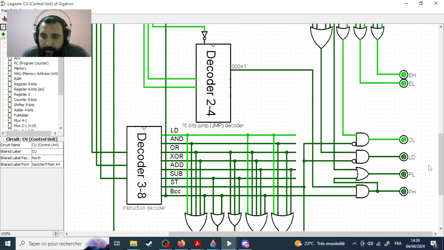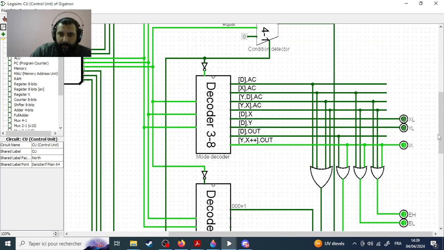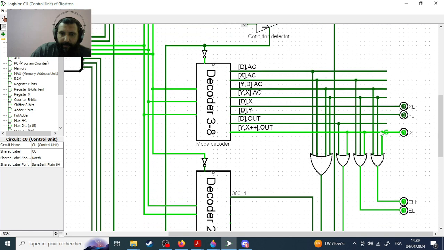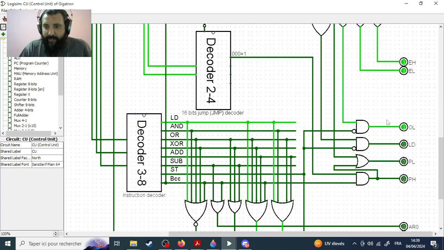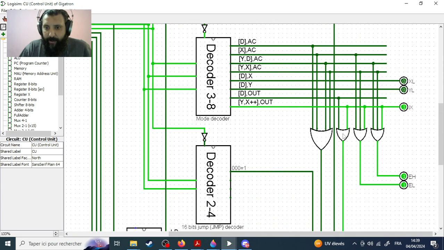For the right signal to write the new value. Yes, which register? Accumulator and the output. Yes, OL is for output and LD is for the accumulator. We'll start with the OL. When should we write on the OL? X plus plus. Yes, very good. Those two modes are the only modes when we should write on the output. And you can see very easily the OL gets the signal from an OR gate with the modes of D out and YX out.